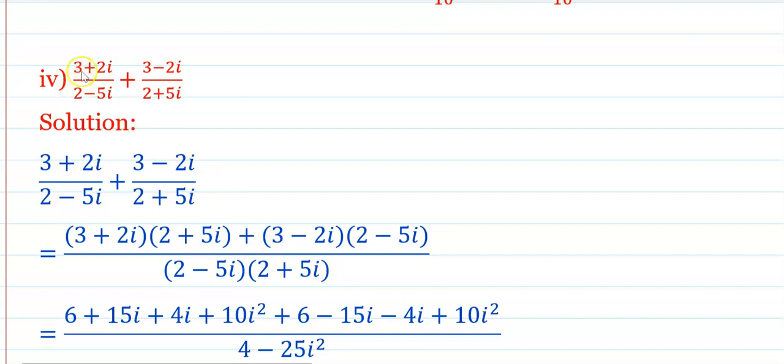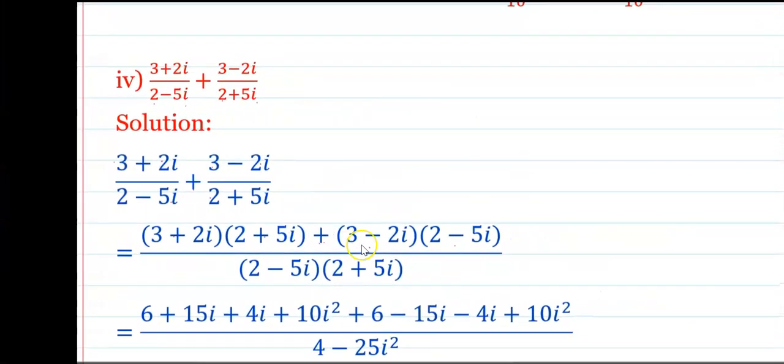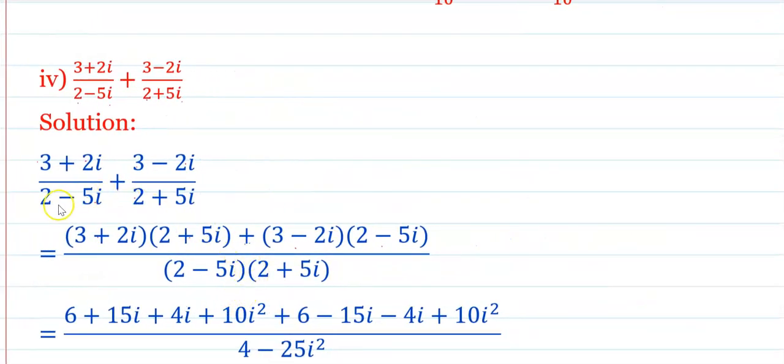Next example, 3 plus 2I upon 2 minus 5I plus 3 minus 2I upon 2 plus 5I. Simple expression. Here we do cross multiplication. 3 plus 2I into 2 plus 5I. There is a plus sign here, and hence here is a plus sign, 3 minus 2I into 2 minus 5I. Okay, the product of these two. For the denominator, the product of these two, that is 2 minus 5I into 2 plus 5I.